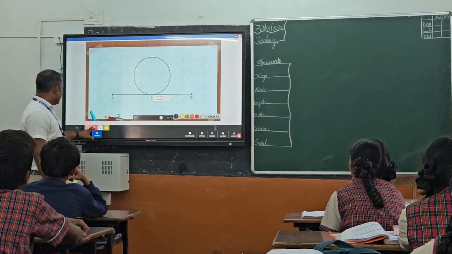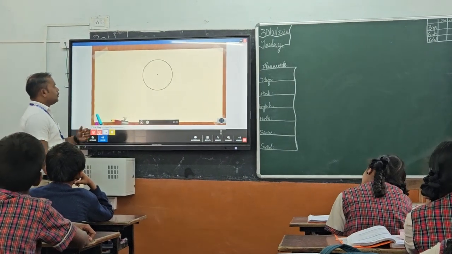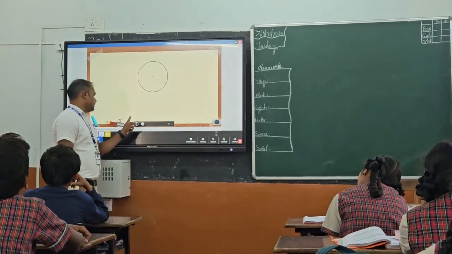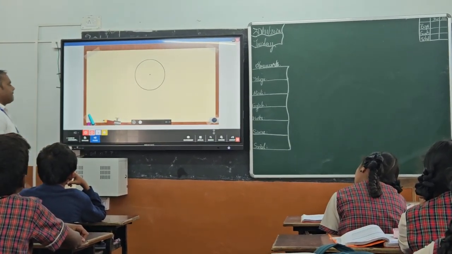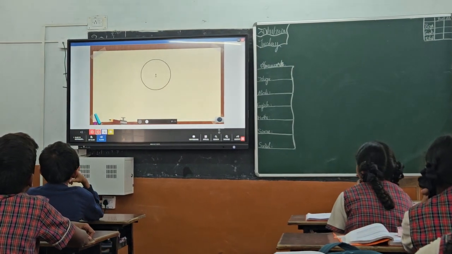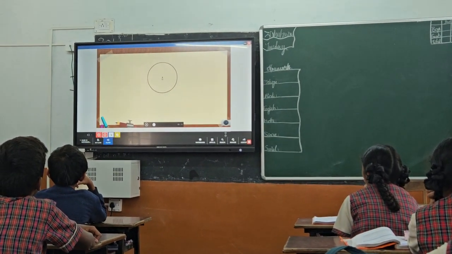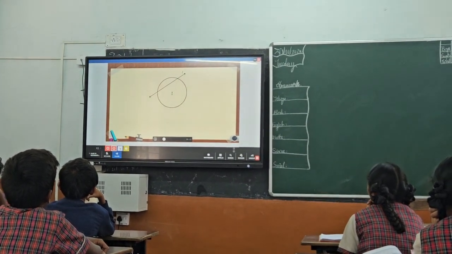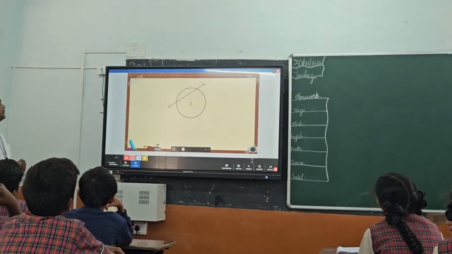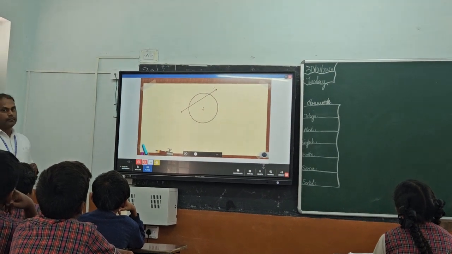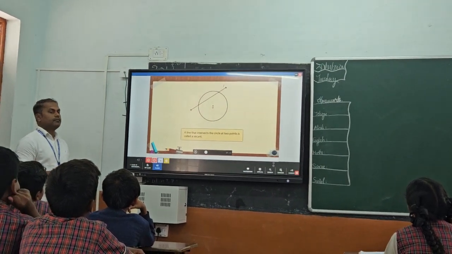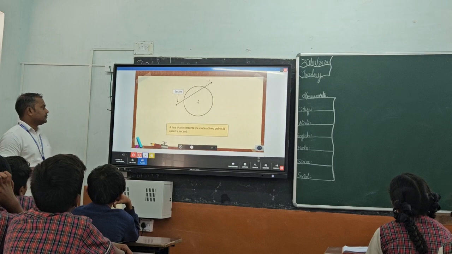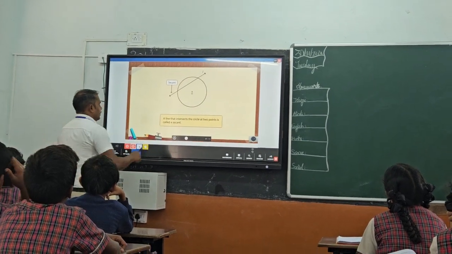Now what will happen if the line intersects the circle at two different places? For example, this one, see? Here is a circle with center O. Now, look at this line l. It intersects the circle at 2 points. A line that intersects the circle at 2 points is called a secant. So line l is a secant.